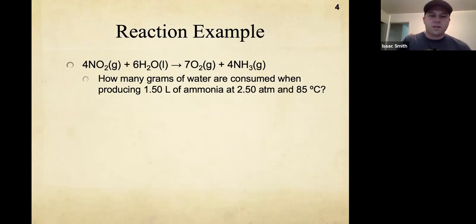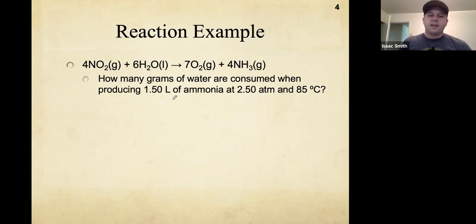Okay, so let's go ahead and work through this. First of all, usually if numbers are given, the equation's balanced, but just double checking. We have 4 nitrogens on the left, 4 on the right. We have 8 plus 6 is 14 oxygens on the left, 14 on the right, and 12 hydrogens on the left and 12 on the right. So we're balanced. The question says, how many grams of water are consumed when producing 1.3 liters of ammonia at 2.5 atmospheres and 85 degrees Celsius.